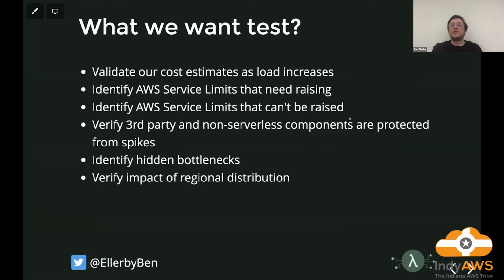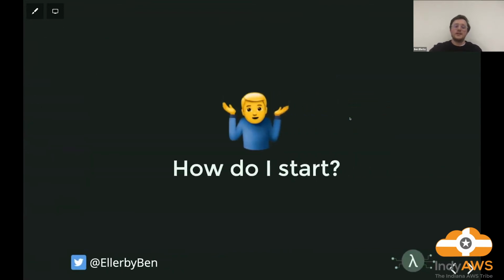We also want to identify which AWS service limits can't be raised and design our architecture around those, or scale how we're going to launch the product around those. We need to verify if third parties are going to be affected, and if there are any non-service components that we need to protect from traffic spikes. We need to find any of those hidden bottlenecks in that complex web of services. And if we're multi-regional, we need to verify what the impact of that regional distribution of traffic would be. So how do we start?